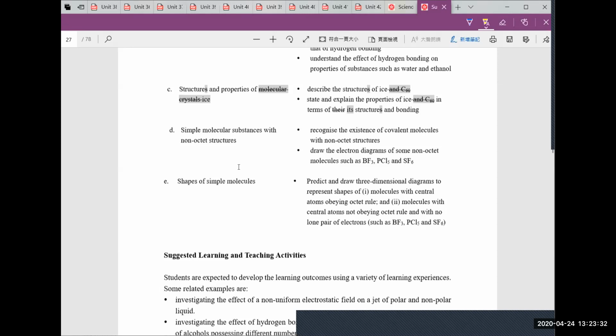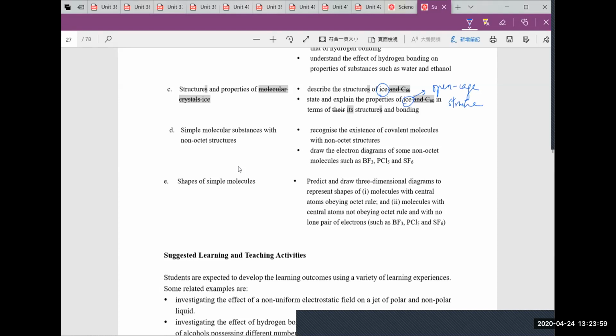And you are going to talk about the structure of ice, what is so special about the ice structure. We call it an open cage structure, which makes a difference with liquid water, which is more closely packed. Because of that, you may know that ice has a lower density than water.